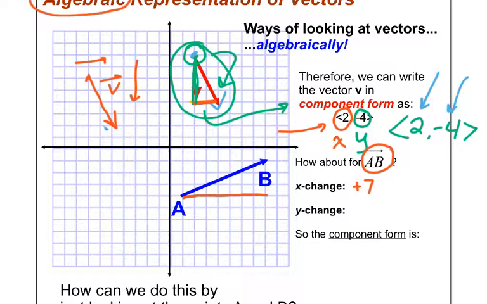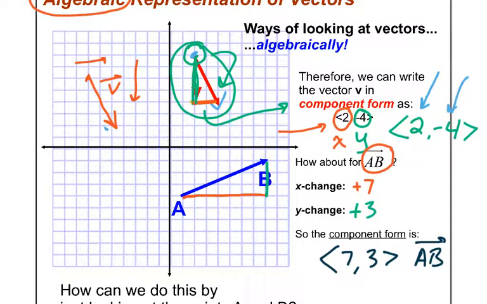Now, how about up and down? Well, it looks like he goes a movement overall of up, so that's a positive y change. If I count my boxes, it's a positive 3 boxes. So overall, I can say that his component form would be x comma y, positive 7 comma positive 3. That's the component form of vector AB.